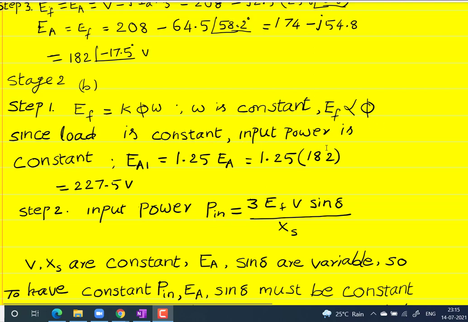Since the load is constant, the input power is also constant. So EA1, that is the new induced EMF, will definitely increase, that is 25% increase with respect to the previous case, meaning 1.25 times EA. That EA value we already calculated as 182 volts, so we multiply by 1.25, and we get 227.5 volts.